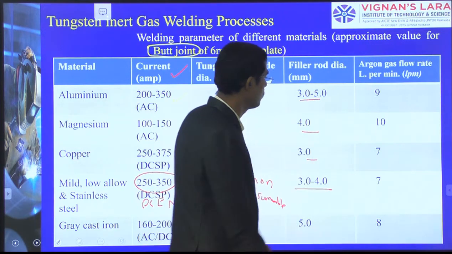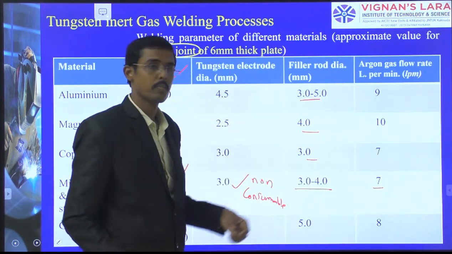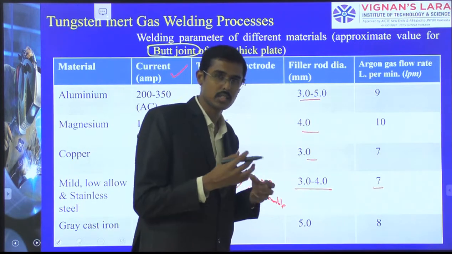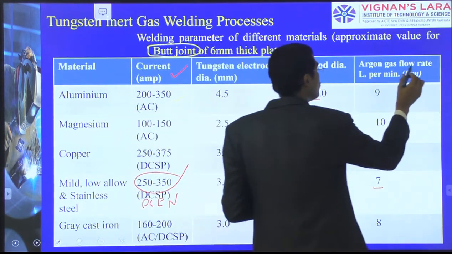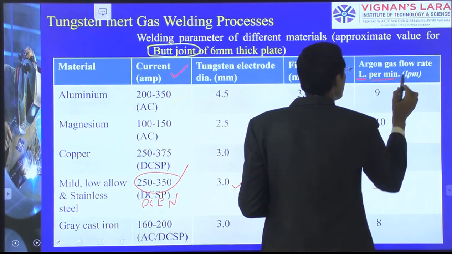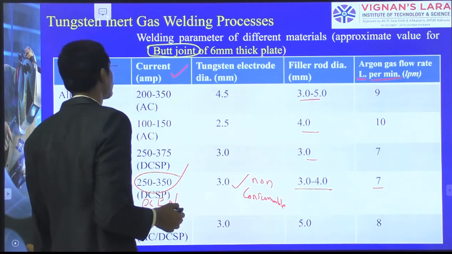Argon gas supply is about 7 liters per minute that we are supplying. The argon gas flow rate of 7 liters per minute we can give.